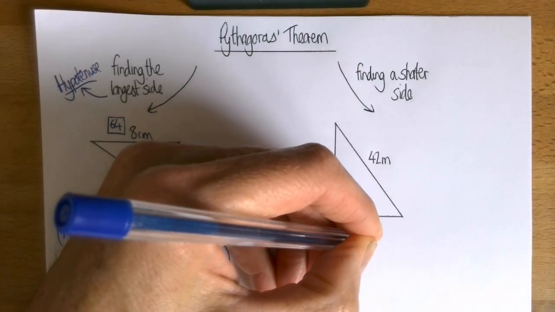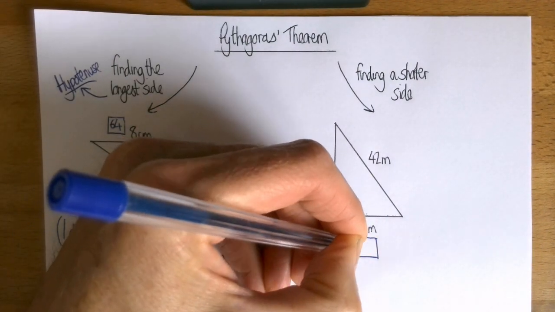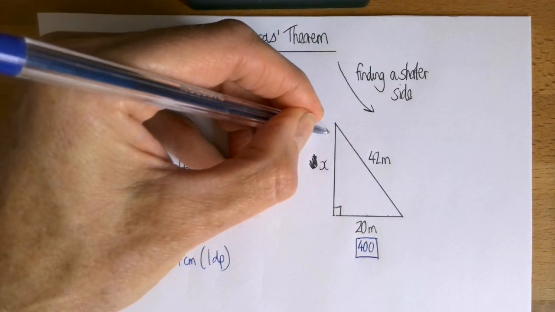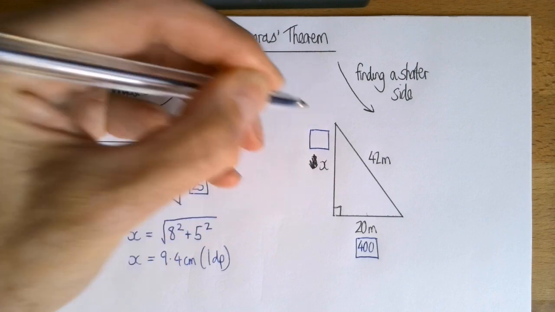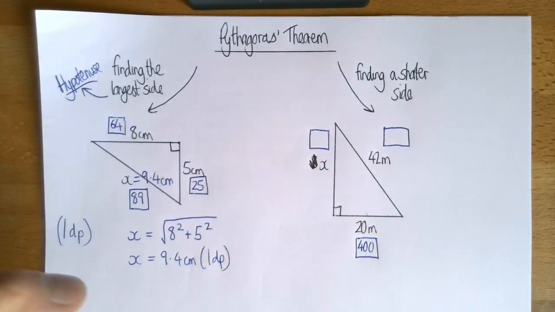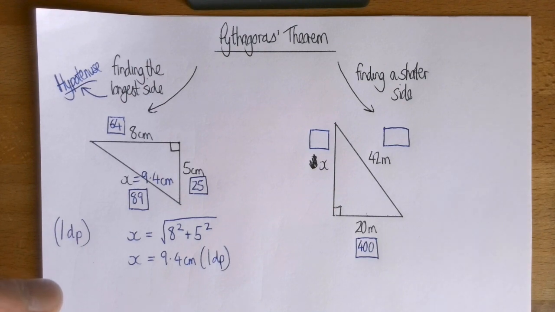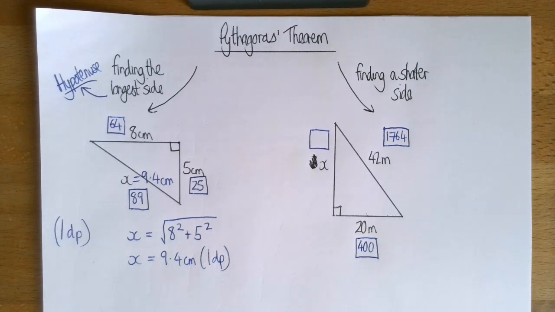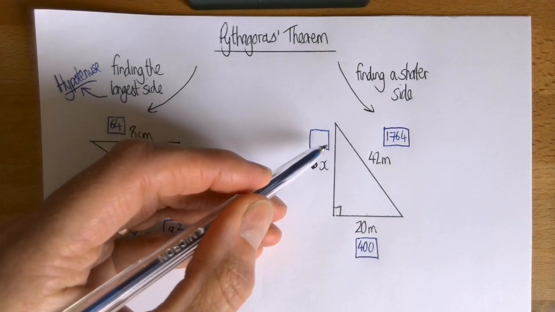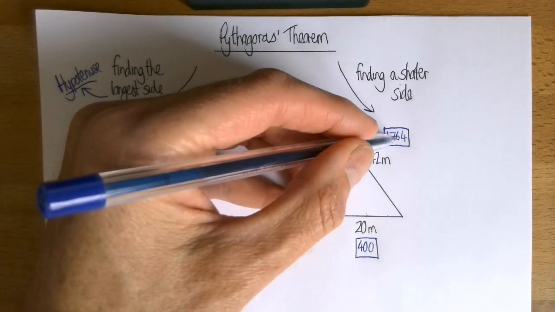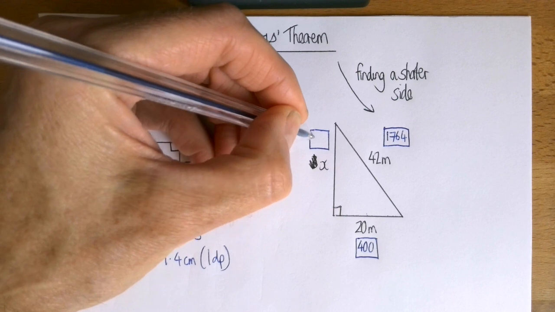I know that that number squared, 20 squared is 400, plus this number squared, don't know this number, must add up to make the longest side squared. And this time I know the length of the longest side is 42. So 42 squared is 1764. So this plus this give me this. So we just work backwards. This, take away this, give me this.